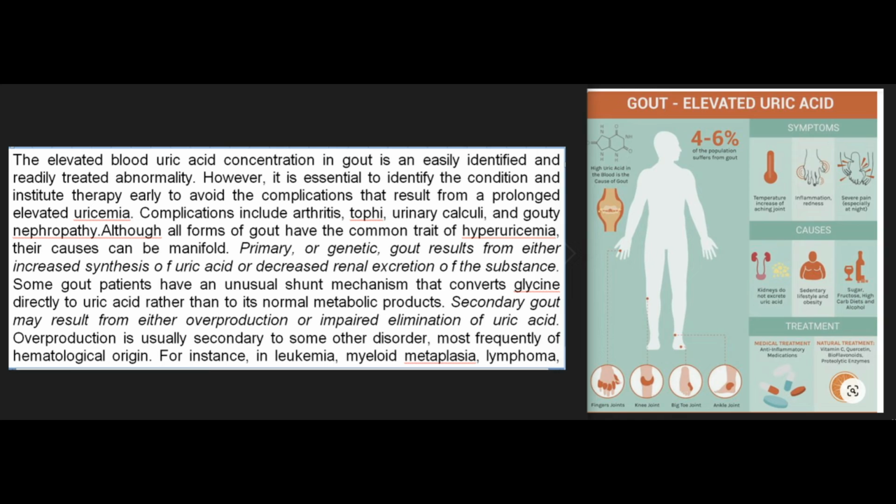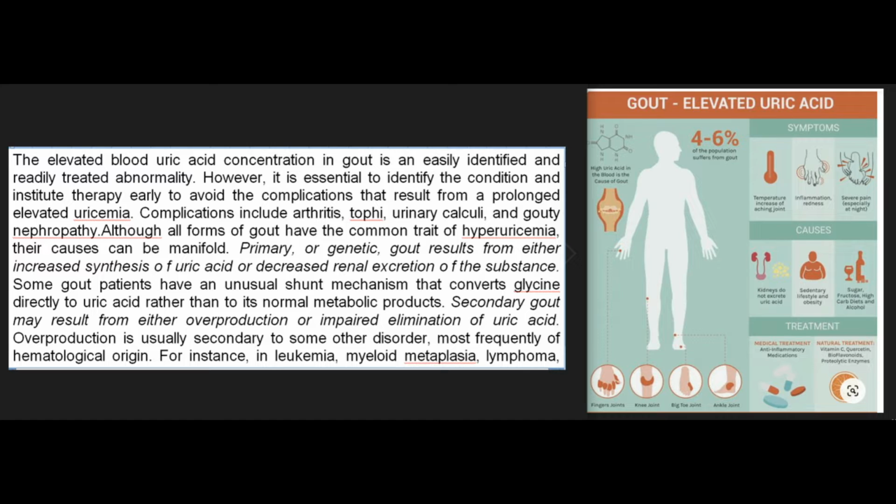The elevated blood uric acid concentration in gout is an easily identified and readily treated abnormality. However, it is essential to identify the condition and institute therapy early to avoid the complications that result from a prolonged elevated uricemia. Complications include arthritis, tophi, urinary calculi, and gouty nephropathy. Although all forms of gout have the common trait of hyperuricemia, their causes can be manifold.